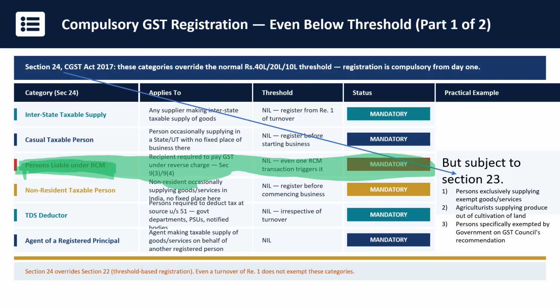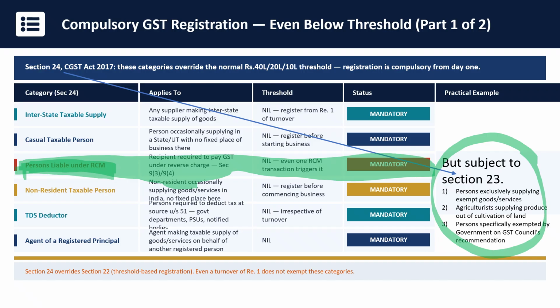In that, even though your turnover is less than the taxable turnover mentioned in the registration sections, still you need to register under GST to pay the RCM. But before you read section 24, you need to take notes on section 23. What section 23 says under GST is that these persons need no registration even though they trigger under the RCM or compulsory section 24.